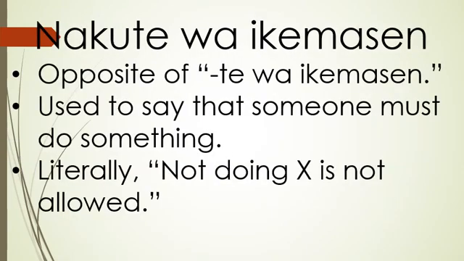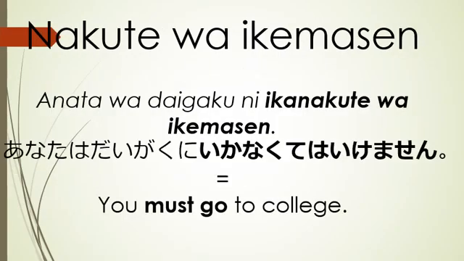Next, we have nakute wa ikemasen. Again, this is the inverse of te wa ikemasen. So we use te wa ikemasen to say something is not allowed. Now, nakute wa ikemasen is used to say that you must do something or something must be done. It literally could be translated as not doing X is not allowed. So if I said, Anata wa daigaku ni ikanakute wa ikemasen, that would mean you must go to college.